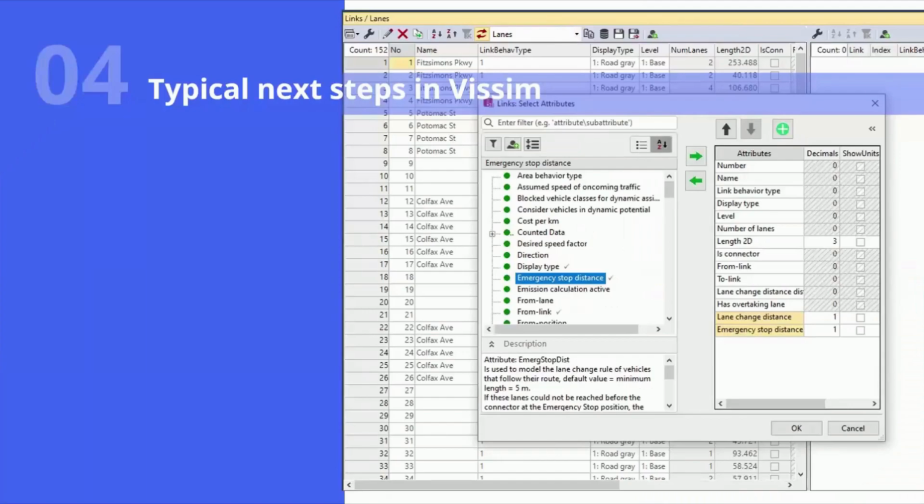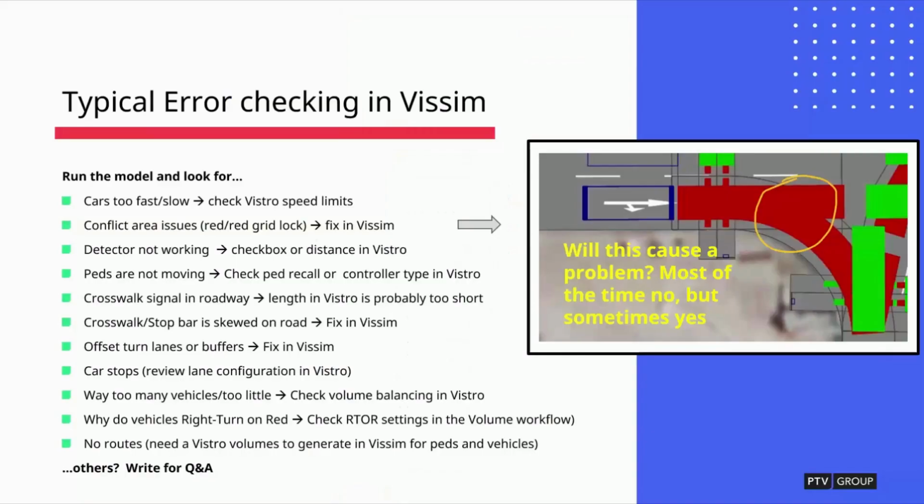So let's keep going to typical next steps within Vistro. Some things you might want to look at is, maybe when you're reviewing the model, cars might be going too fast or too slow. Probably this has to do with the Vistro speed limits not being set up correctly. So if you had a slow speed limit on a freeway or on a highway, you need to make sure you check the speed limits.